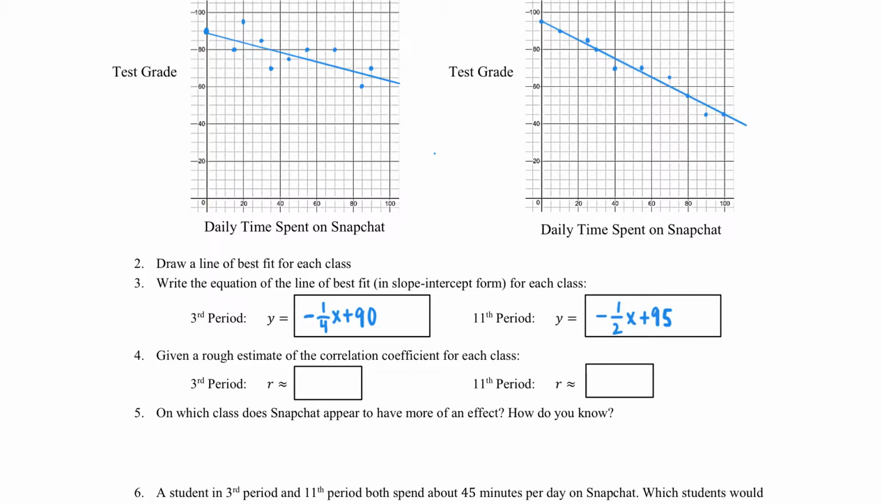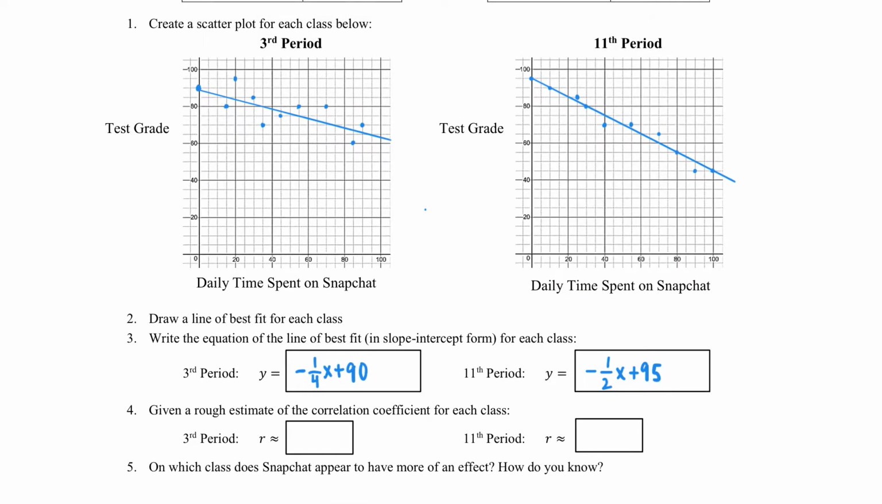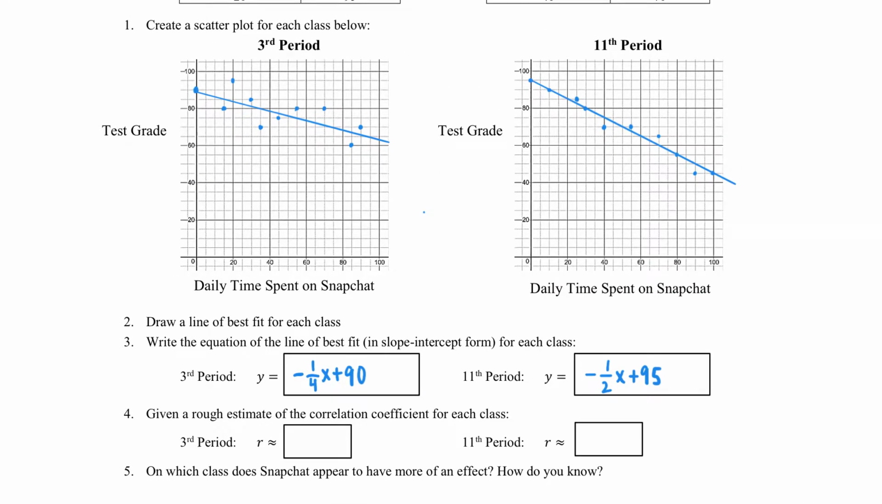Okay. Give a rough estimate of the correlation coefficient for each class. Remember, the correlation coefficient is just a measure of how closely the dots actually fit the line. They definitely fit much closer on 11th period than they do on third period. So this is 11th period. They're much closer. This is much further away. So this is a stronger correlation.